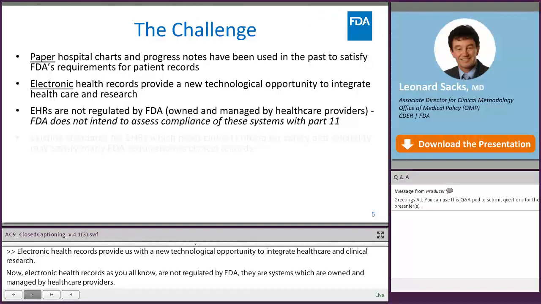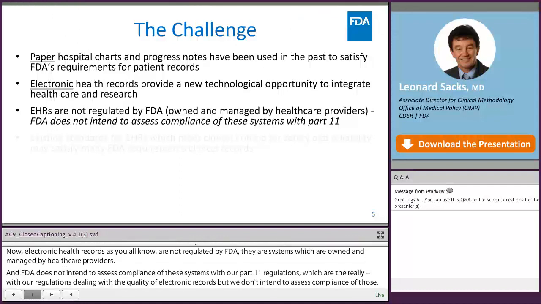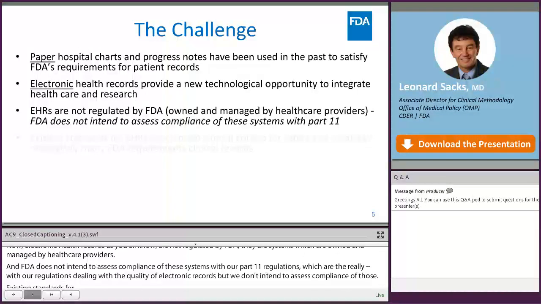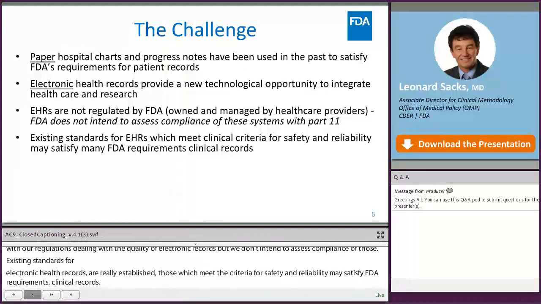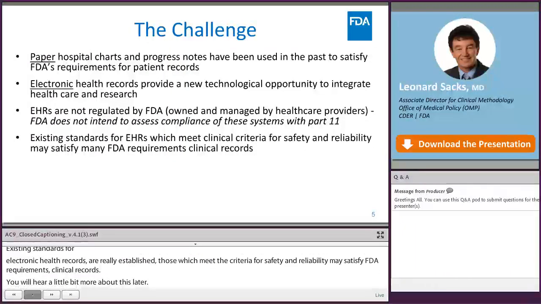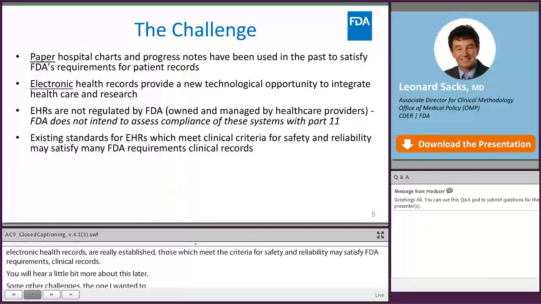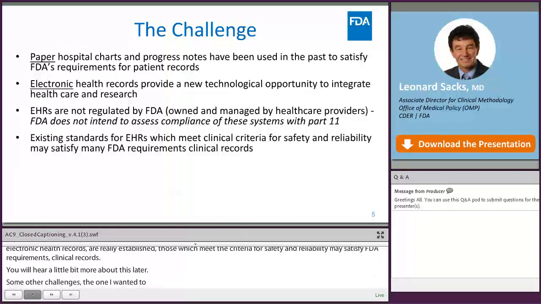Existing standards for electronic health records are already established, and those which meet the criteria for safety and reliability may satisfy FDA requirements for clinical records. And you'll hear a little bit more about this later on. So among other challenges, the one I wanted to highlight is how can electronic health records satisfy FDA's regulations on electronic records, on audit trails, data attributability, record retention, and patient confidentiality.